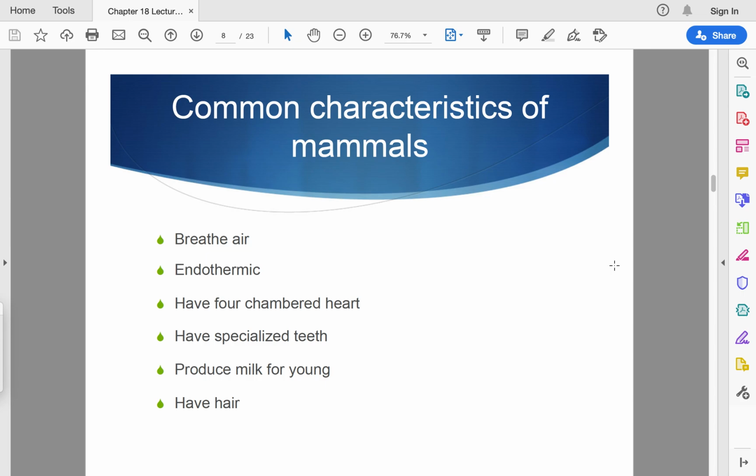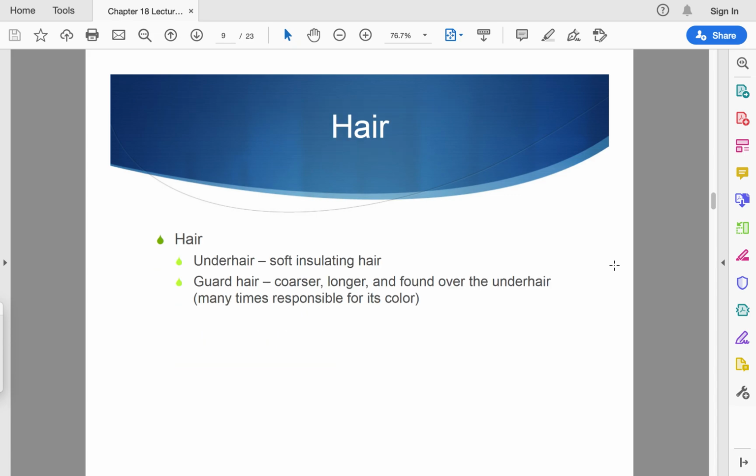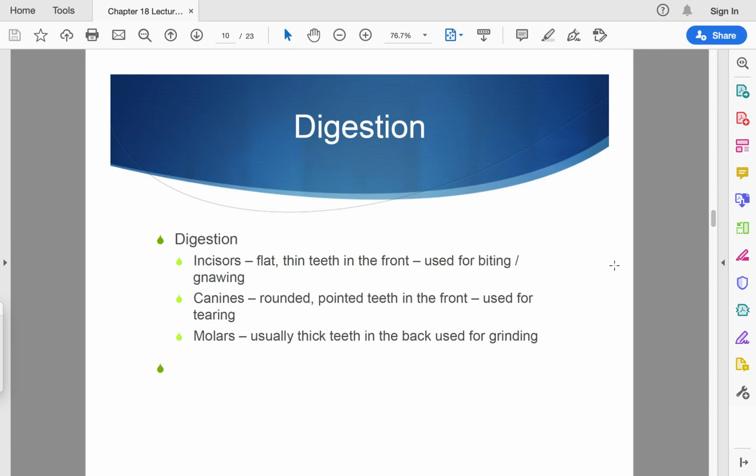All right, they have specialized teeth, meaning different teeth for different functions, produce milk for their young, and they have hair. So, mammals have underhair, which is like insulating, meaning keeping them warm, and then also guard hair, coarser, longer, and found over the underhair, many times responsible for its color. All right? That's not necessarily all mammals, but that is a quality that mammals do have.